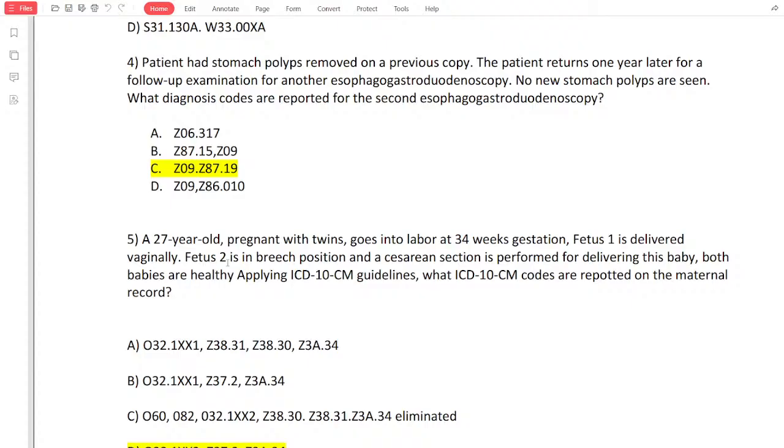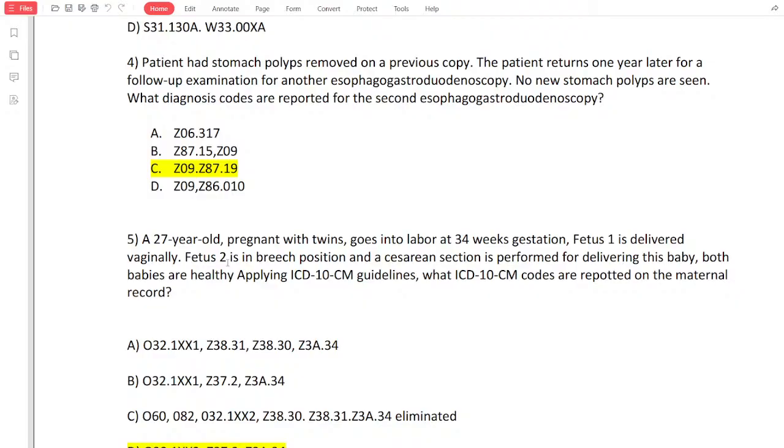And next is the O series of codes. What is the speciality of the O series of codes? It is completely related to pregnant ladies. The O series of codes represents pregnancy. A 27-year-old pregnant with twins goes into labor at 34 weeks gestation. Fetus 1 is delivered vaginally, fetus 2 is in breech position, and a cesarean section is performed for delivering this baby. Both babies are healthy. Applying ICD-10-CM guidelines, what ICD-10-CM codes are reported on the maternal record?